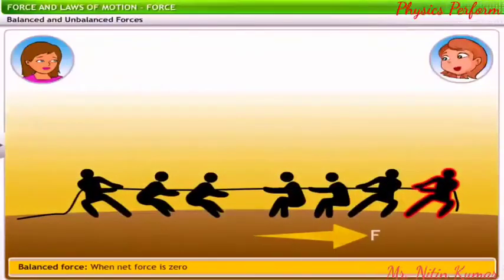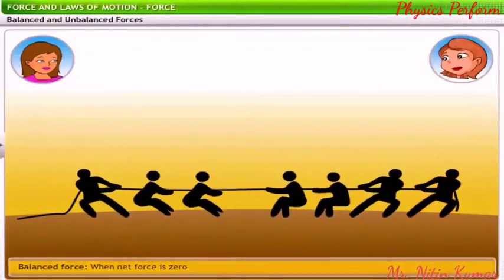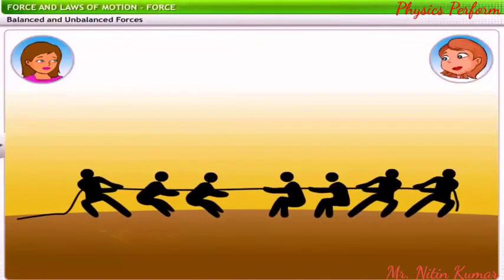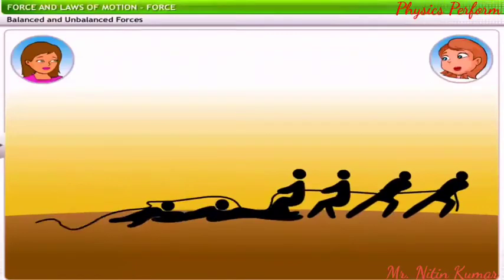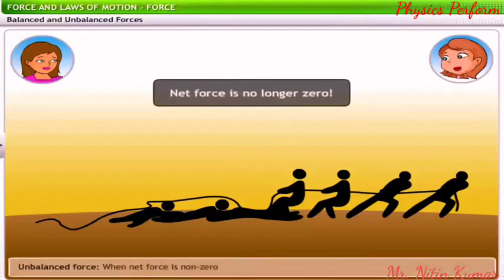Let's see what happens if we add a person on one of the teams. See? The team with more people won. That's because adding another person made the forces on both sides unequal, and the net force was no longer zero. In such a case, the forces are said to be unbalanced.